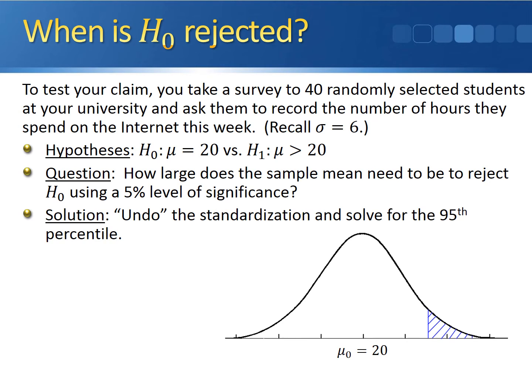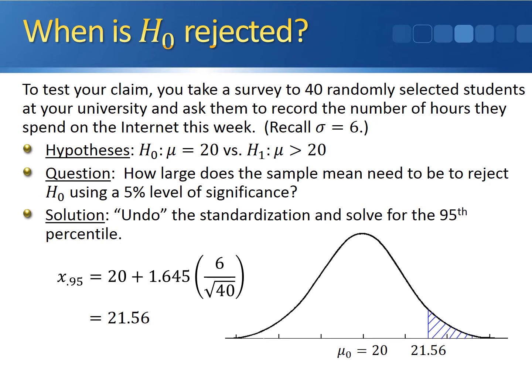What we'll do is undo the standardization and solve for the 95th percentile. The 95th percentile is going to be the hypothesized mean, 20, plus 1.645 times the standard error, 6 over the square root of 40. Solving this expression yields 21.56.